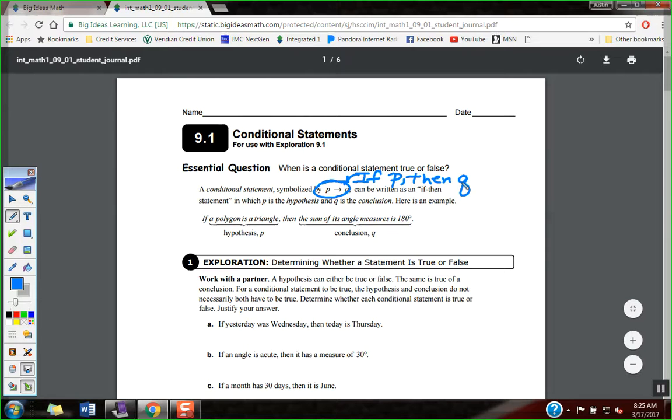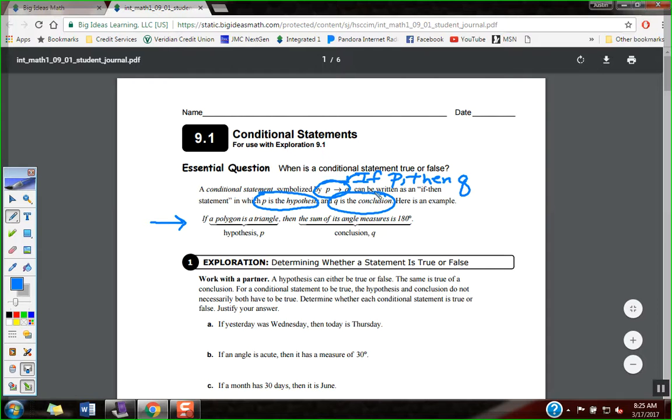Down here there's an example that states the following. It says if a polygon is a triangle, then the sum of the angle measures is 180 degrees. The conditional statement up here stated that P is always going to be the what, kids? Hypothesis, right? And then Q is going to be my what? Conclusion. Okay.